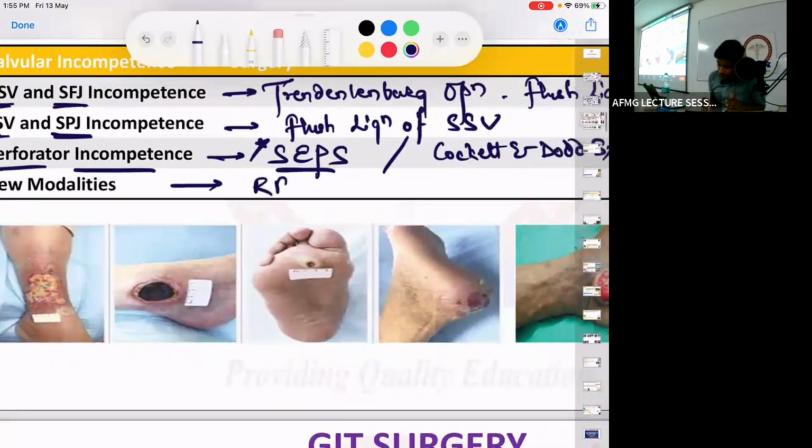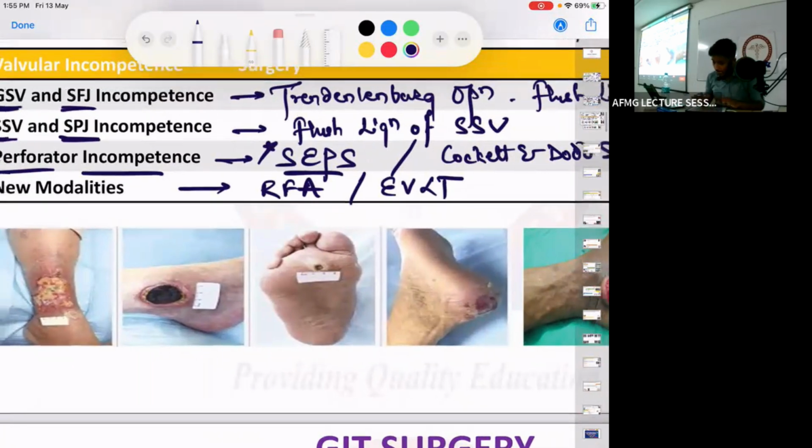Either we can do radiofrequency ablation or endovascular laser therapy. Okay? No issues with this. This can be done for any one of the incompetences: it is either saphenofemoral, saphenopopliteal or perforator.